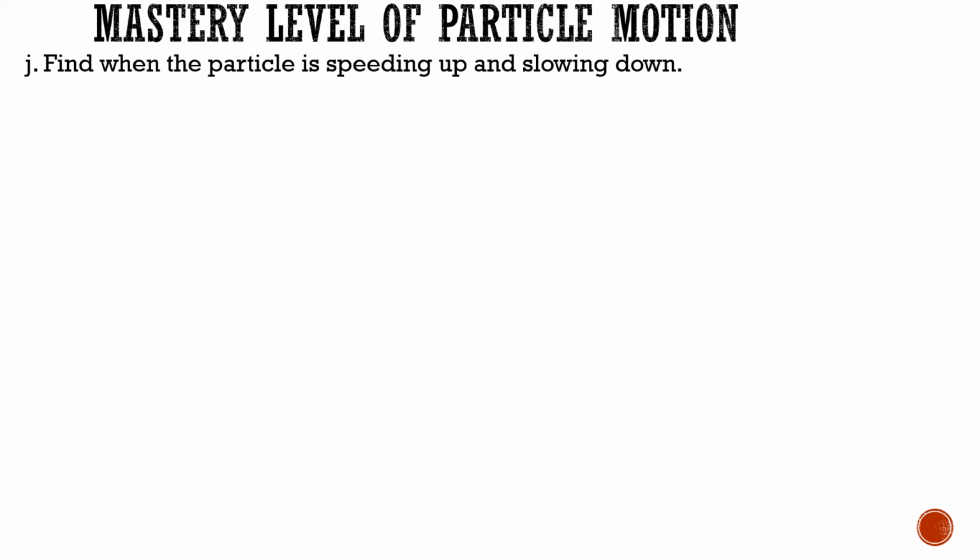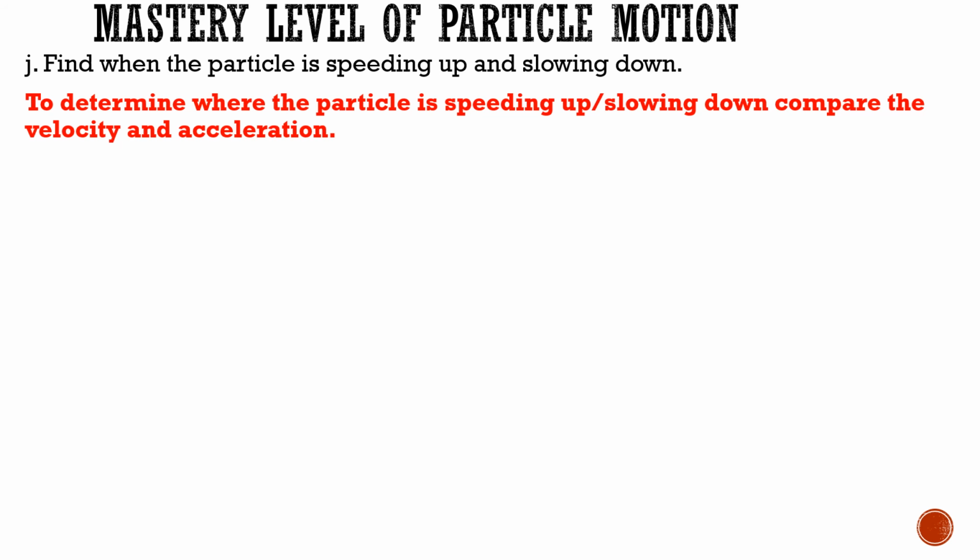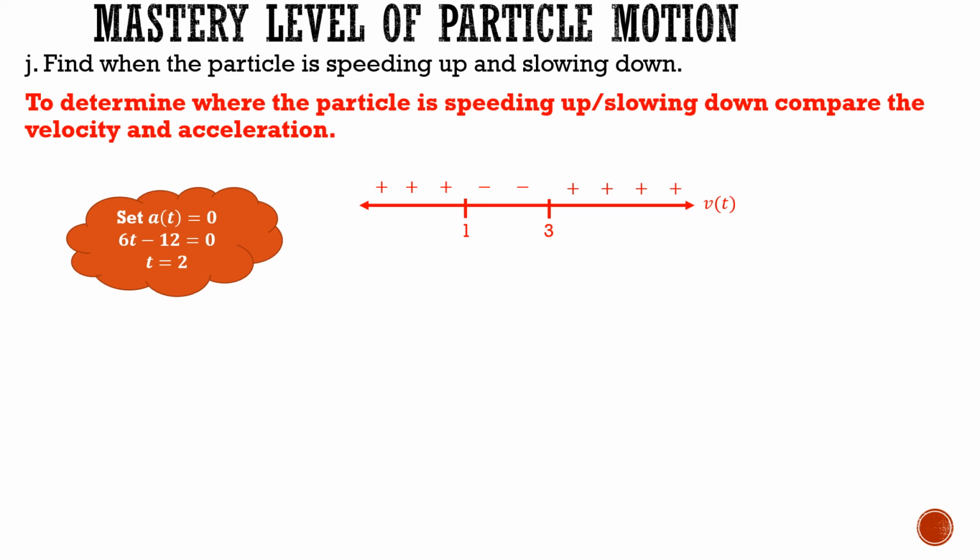All right, very last question. It says, when is the particle speeding up or slowing down? To determine when the particle is speeding up or slowing down, we have to compare the velocity and the acceleration. All right, so first thing I want to do, off to the side, is figure out what the t value is when the acceleration equals 0. So I take my acceleration function, 6t minus 12, set it equal to 0, and I find that my time is 2. So now I'm going to take my velocity line that I found way back, and I'm going to compare that to an acceleration line using 2 as my breaking point.